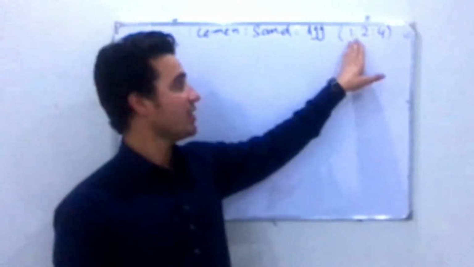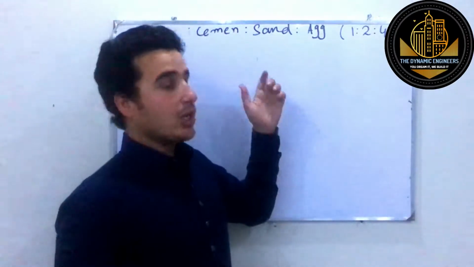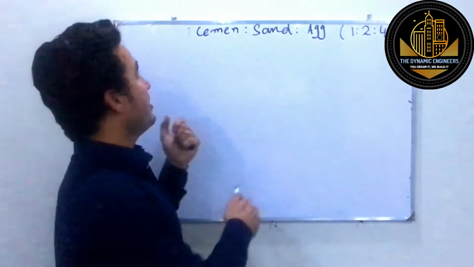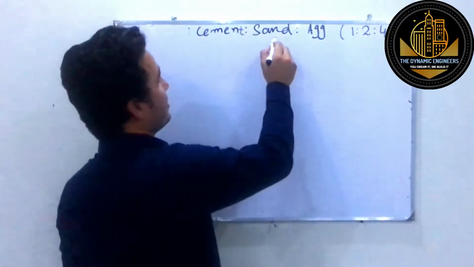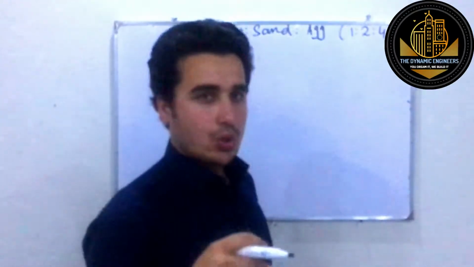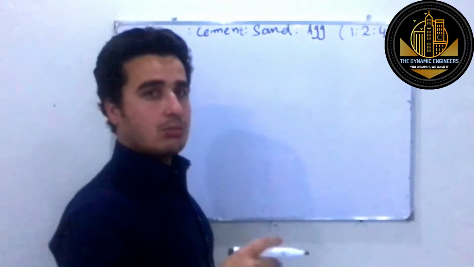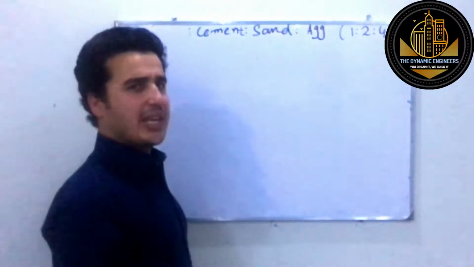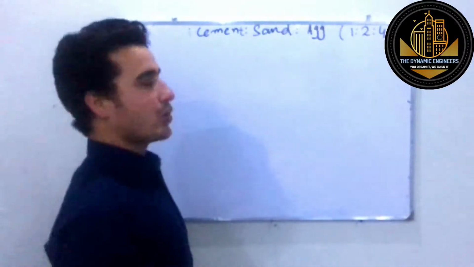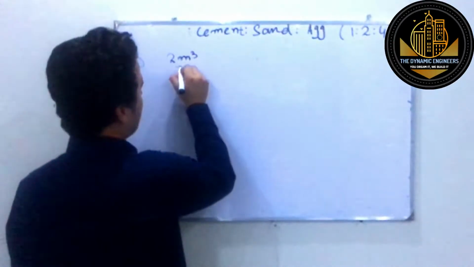So I am using 1:2:4 concrete, and I will have to calculate the quantity of cement. It is cement, sand and aggregate in this concrete. Okay, so let me first calculate the weight of concrete. So a simple concept is I need 2 meter cube of concrete. Okay, 2 meter cube of concrete.